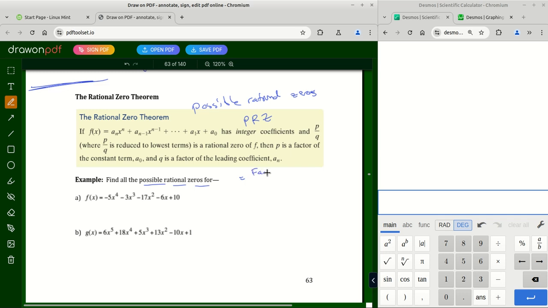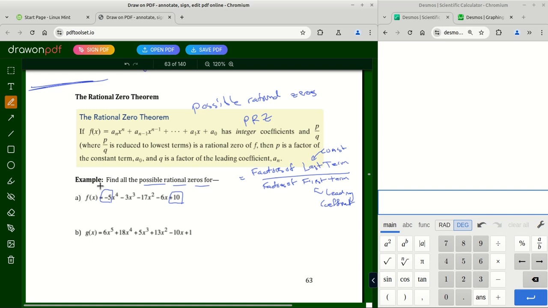It's the factors of the last term divided by factors of the first term. Okay? What I mean by first and last is right here. This is the last, this is the first. Or you could say, instead of last, the constant term, and for the first term, the leading coefficient. That's all super mathy. I say first and last, that's fine.